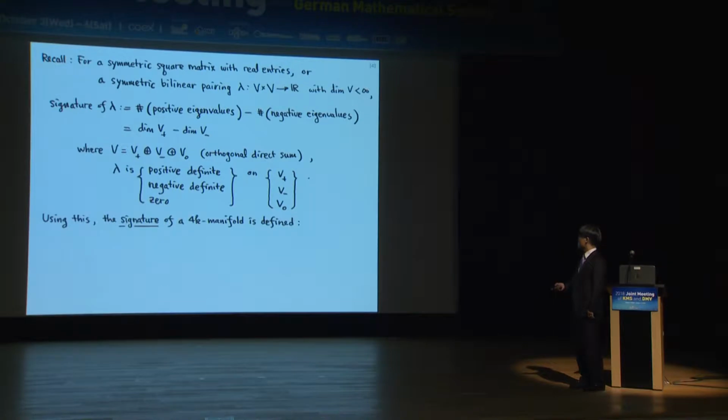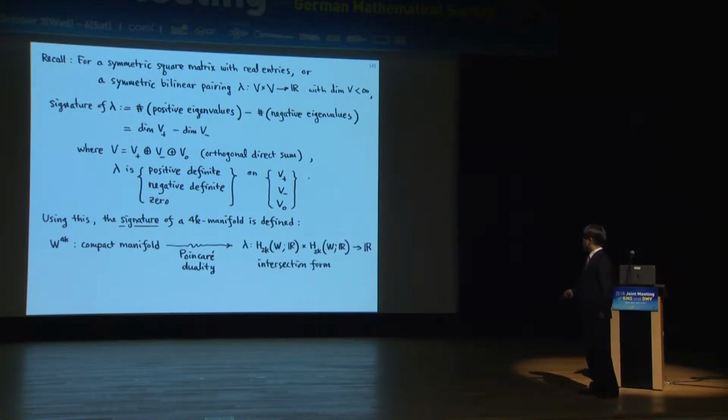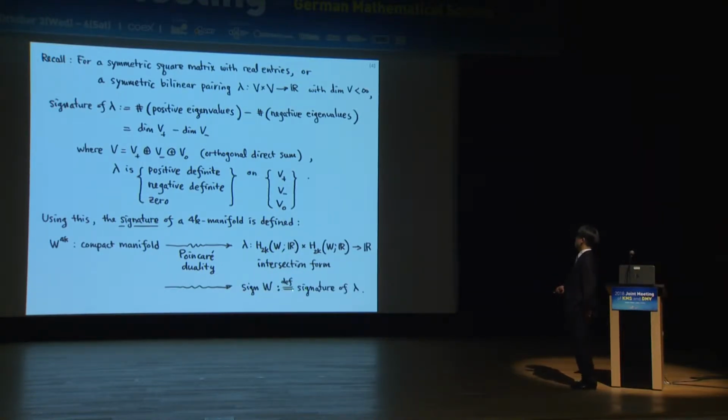So in topology, using this, we define the signature of a manifold when its dimension is 4k. So here is a manifold which is compact. Whenever I say manifold, it's compact today, and oriented. Then Poincaré duality gives us the intersection form on the middle dimensional homology. Geometrically, this is nothing more than counting the signed intersection numbers between middle dimensional, let's say for instance, submanifolds of dimension 2k, and that gives us an integer. Let's just use real coefficients. Then this is a bilinear pairing, so we can take its signature. This is defined to be the signature of the 4k manifold W here.